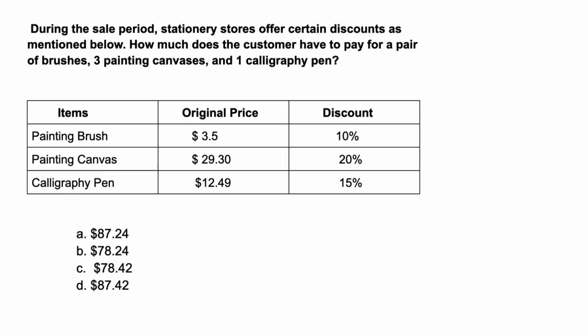Moving on. During the sale period, stationery stores offer certain discounts as mentioned below. How much does the customer have to pay for a pair of brushes, 3 painting canvases, and 1 calligraphy pen? Take a look at the table down below. Pause the video, try and work this problem out, and push play when you're ready to talk about it.